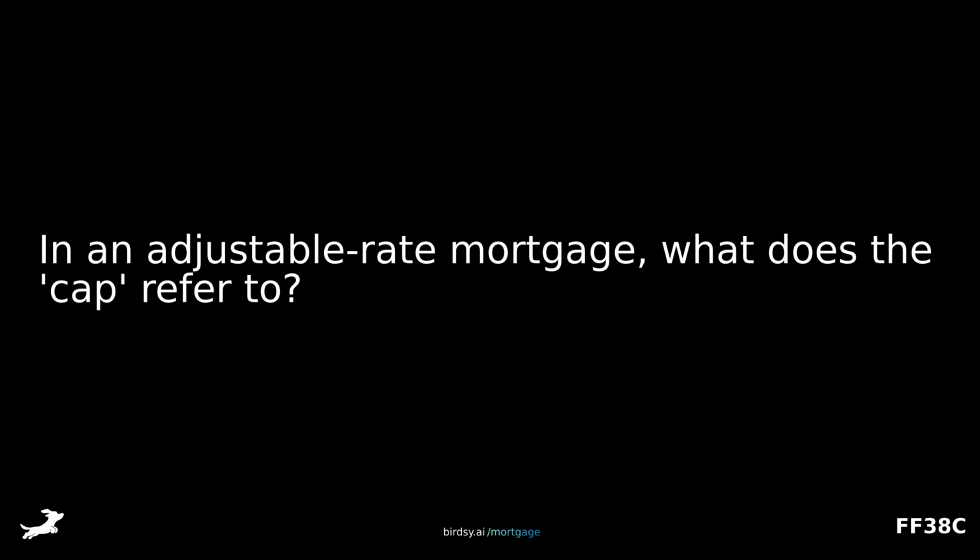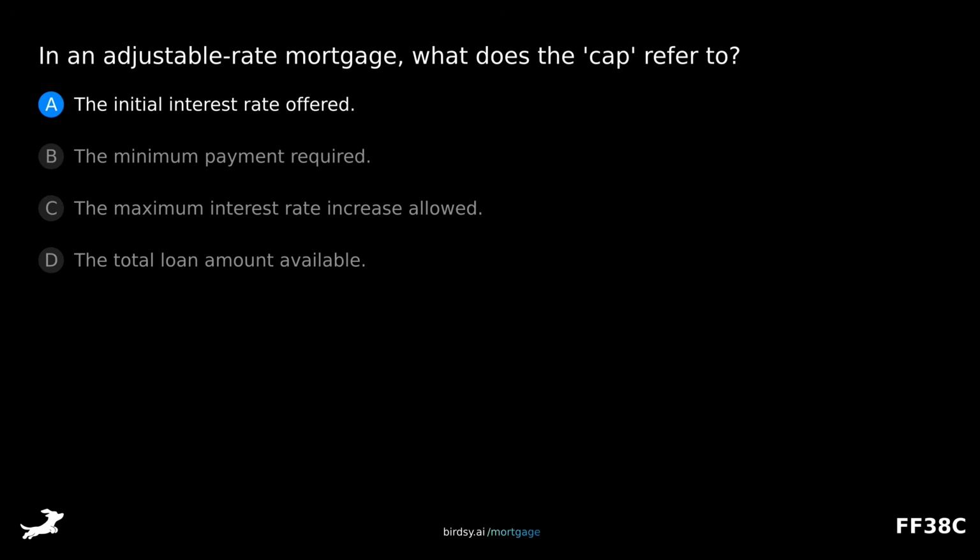In an adjustable rate mortgage, what does the cap refer to? Is it A, the initial interest rate offered? B, the minimum payment required? C, the maximum interest rate increase allowed? Or D, the total loan amount available? The answer is C, the maximum interest rate increase allowed.